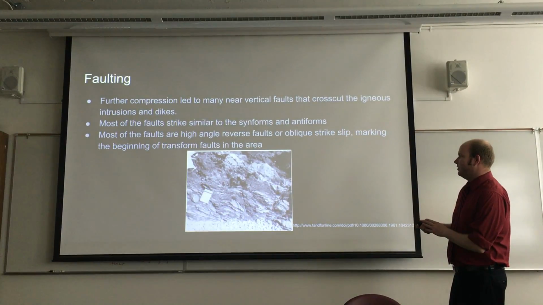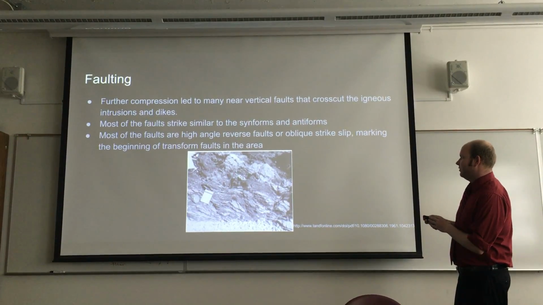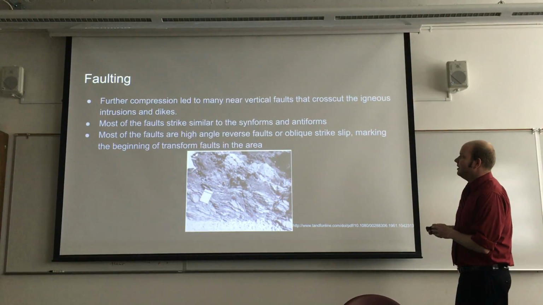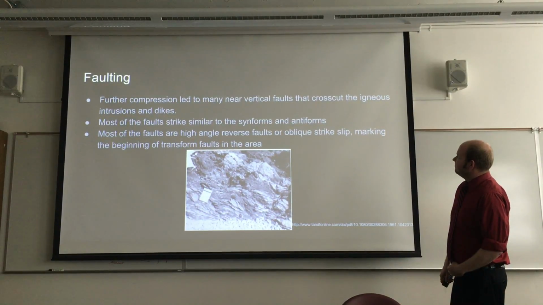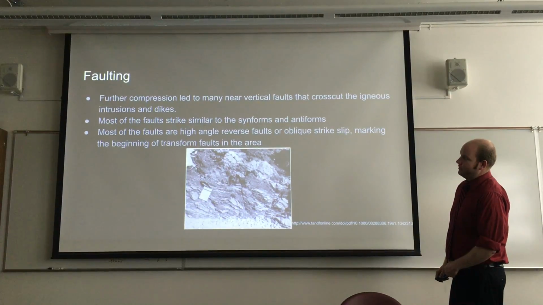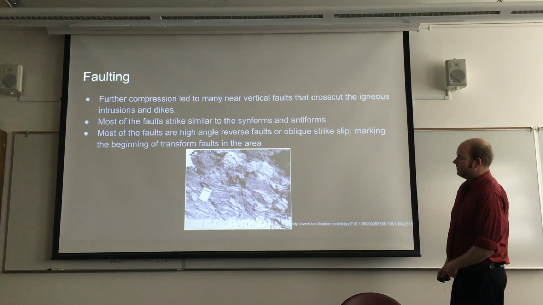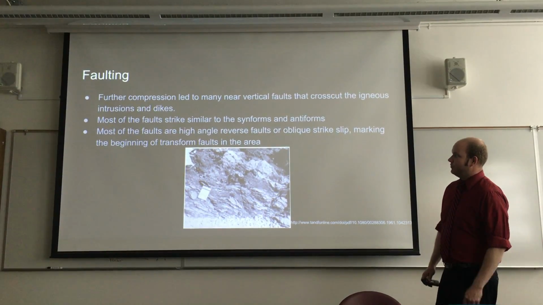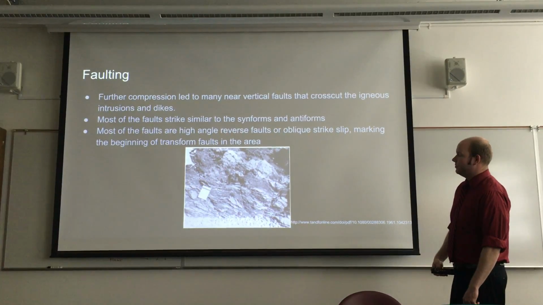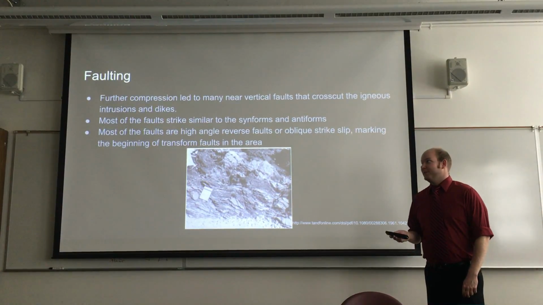You can see in this picture, faulting also is occurring during the Tuhua and the Rangitata. Right here is this fault here. A lot of these are near vertical, and they cross-cut the igneous intrusions in the dikes. And they also have strikes similar to the synforms and antiforms found from some of the other deformational events.